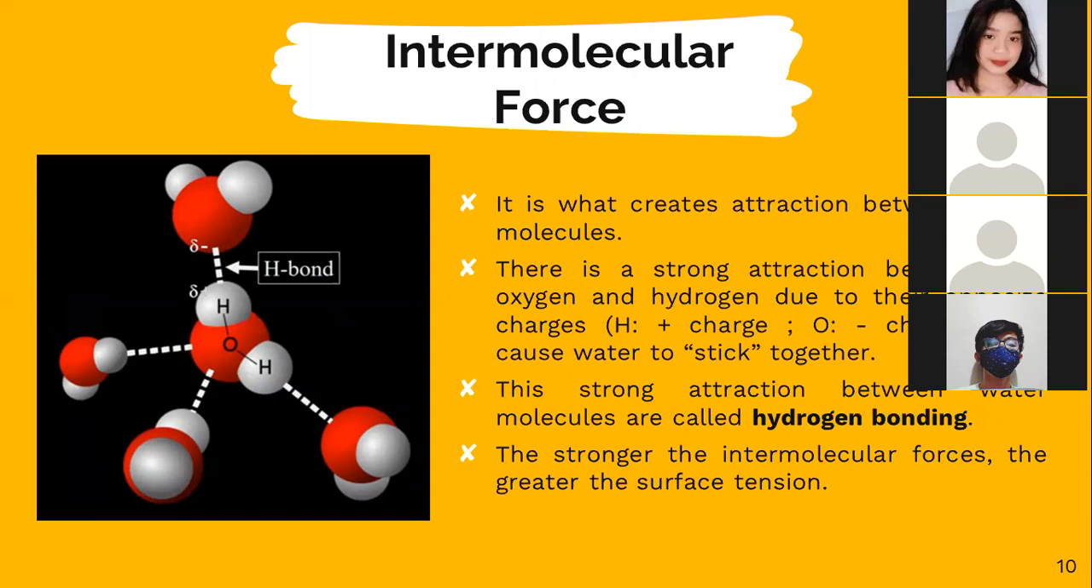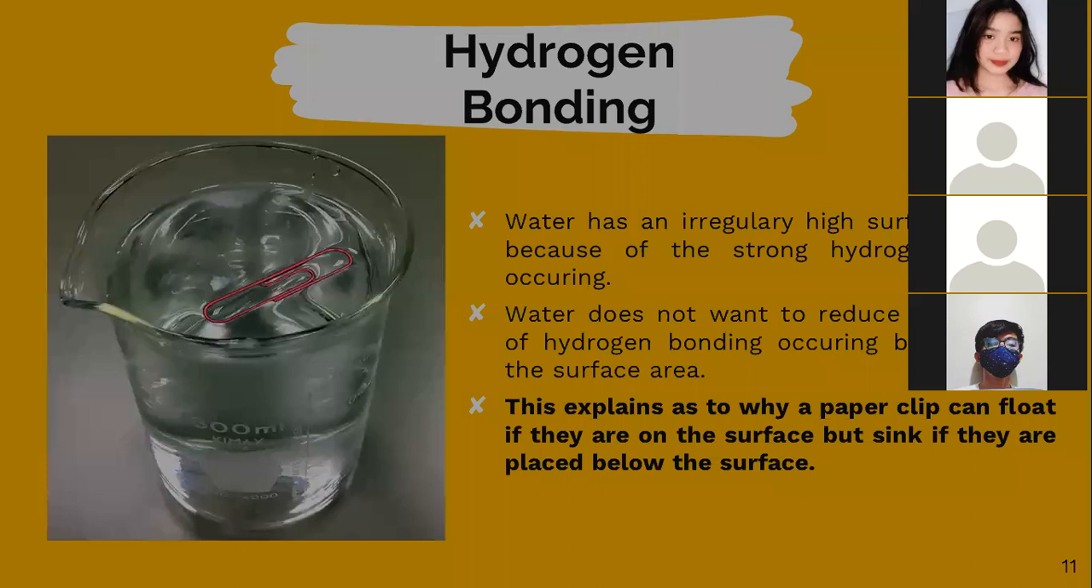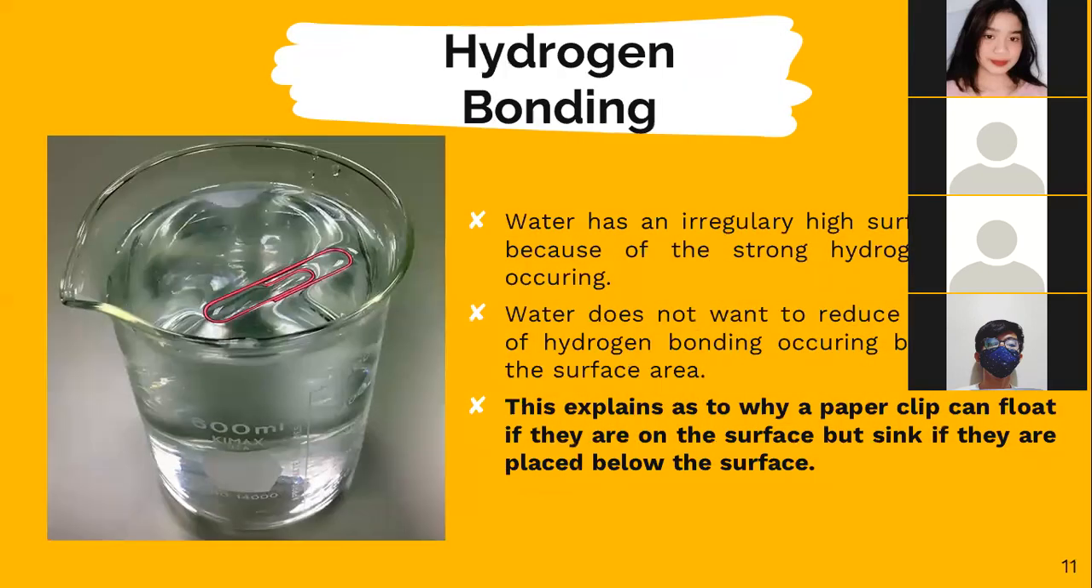Sabi rin dito, the stronger the intermolecular forces, the greater the surface tension. And one of the reasons as well as why water has a high surface tension is kasi meron siyang strong intermolecular forces. And then last, we have the hydrogen bonding. So for further information about our presentation. So water has an irregularly high surface tension because of the strong hydrogen bonding occurring.